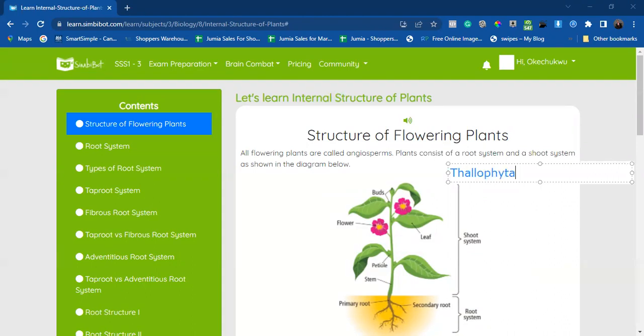After the kingdom, we have the phylum. In plants, instead of calling it phylum, we call it division. So under plants, we have what we call the Talophytas. They are non-vascular plants and they don't have roots.